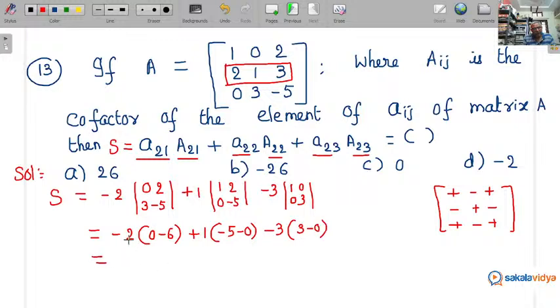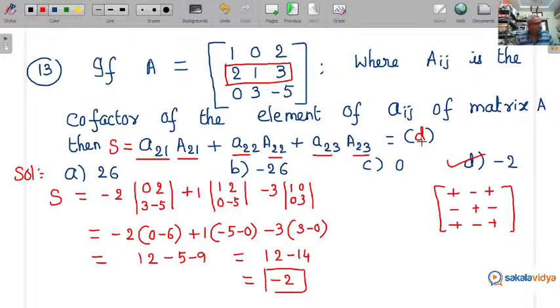Let us simplify. Minus 2 into minus 6 is 12. This will be minus 5, this will be minus 9. So 12 minus 14: 14 minus 12 is 2, but negative 2. So our answer is negative 2. So D is the right option. I hope you might have got this idea.